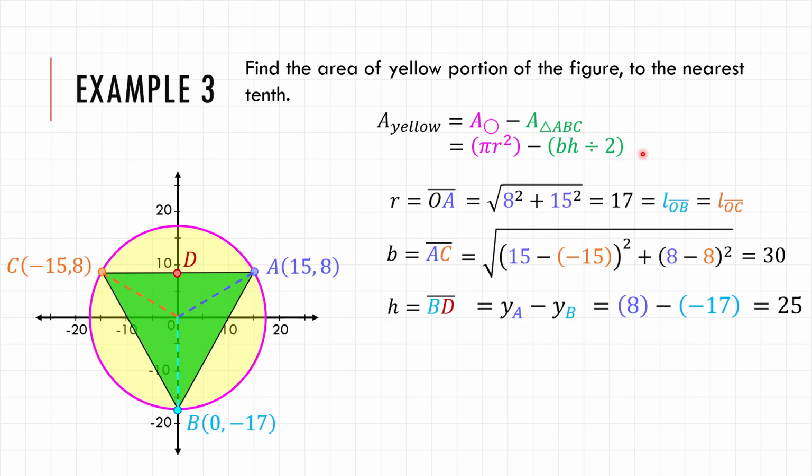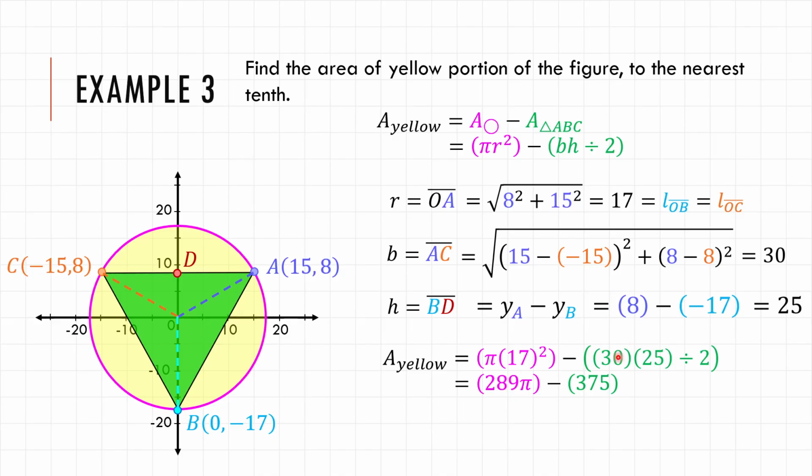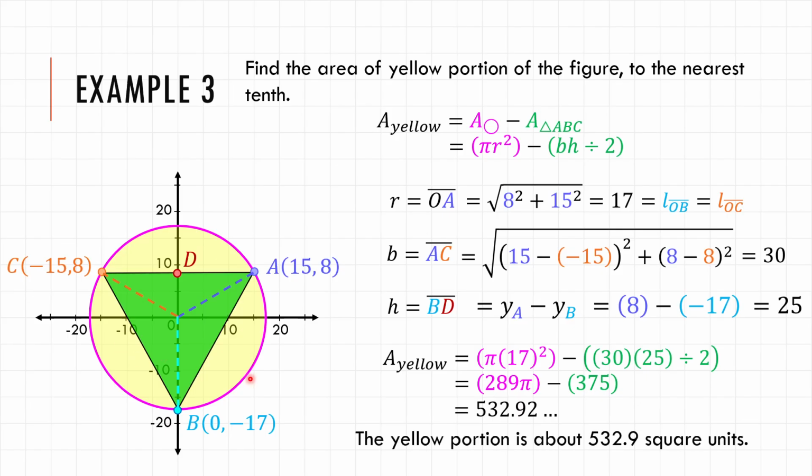So to find the area, I'm going to go right back to this formula. I'm going to plug in my values that I now know, the radius, the base, and the height. And I'm going to start to evaluate. 17 squared is 289. 30 times 25 divided by 2 is 375. And when I put this into my calculator, I'll get about 532.92. I'm going to round that to the nearest tenth. So the yellow portion should have an area of about 532.9 square units.